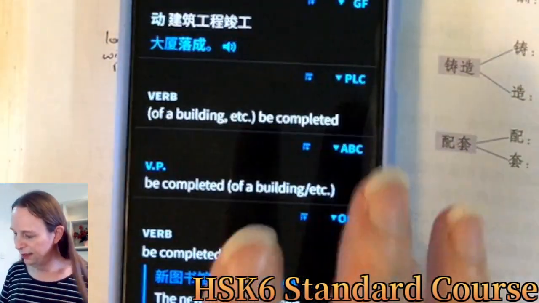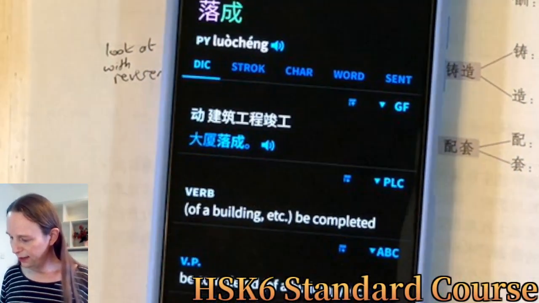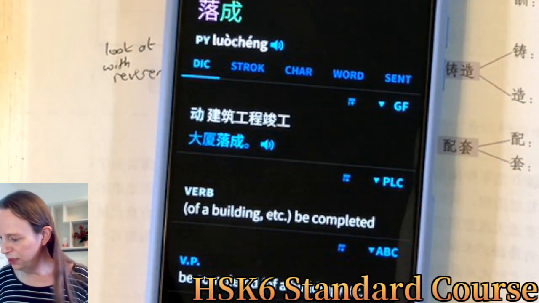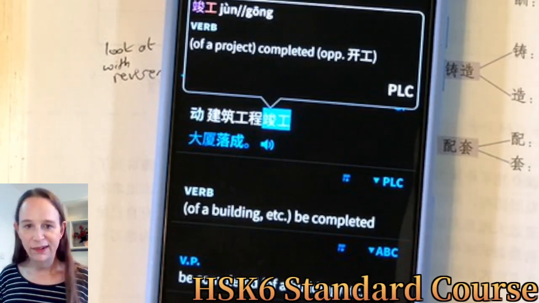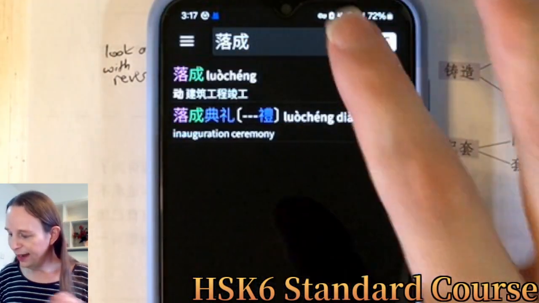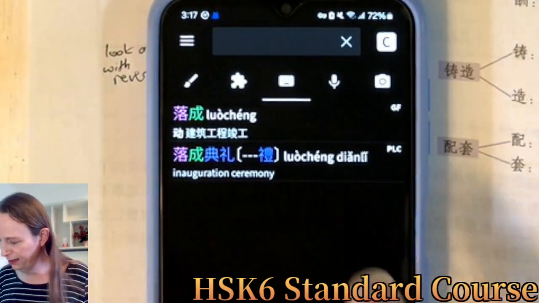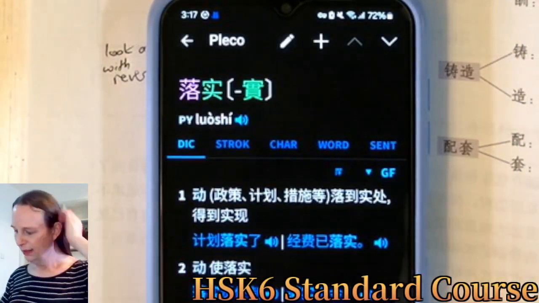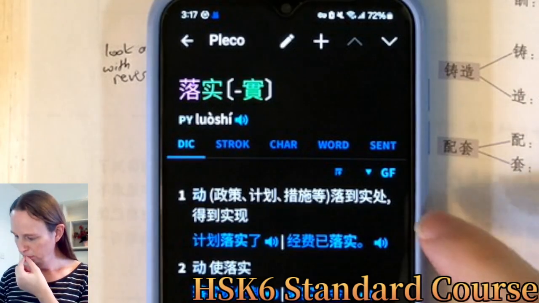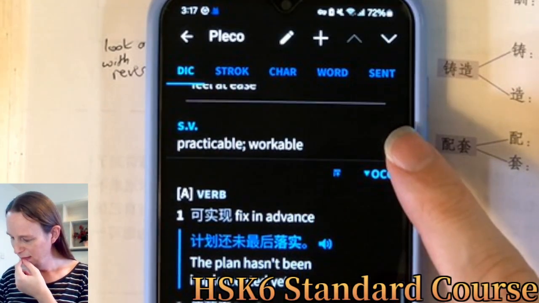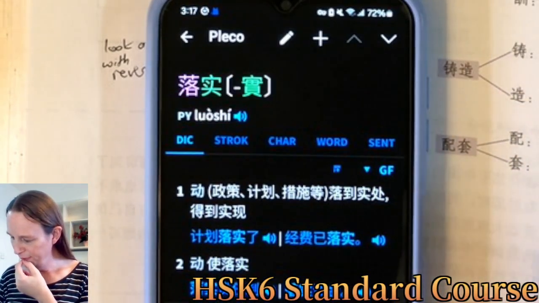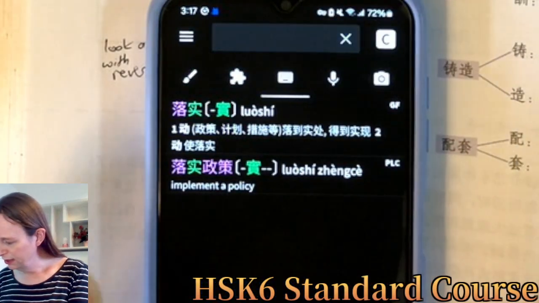Luo Cheng. Completed. Okay. Jian Zhu Gong Cheng. Wan? No. Jun Gong. All right. So there's another word. Luo Xie. Are they the same thing? Not really. No, they seem very different. Luo Cheng.